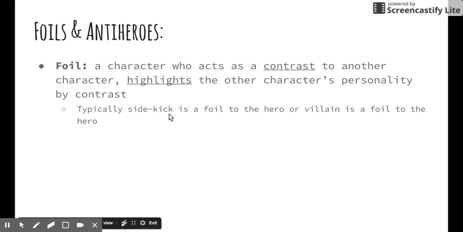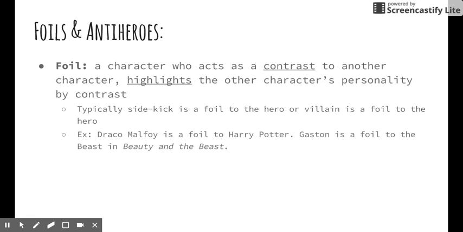So this is usually somebody who's a sidekick, or the hero and the villain would be foils of each other. So those are two ways that you have different characters highlighting the other character's personality by showing the differences. So for example, Draco Malfoy is a foil to Harry Potter.